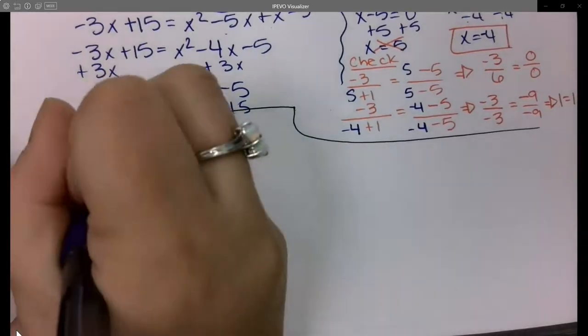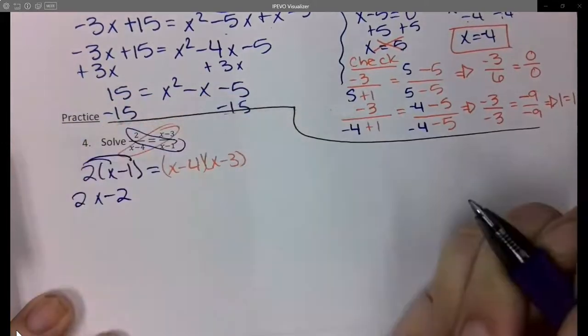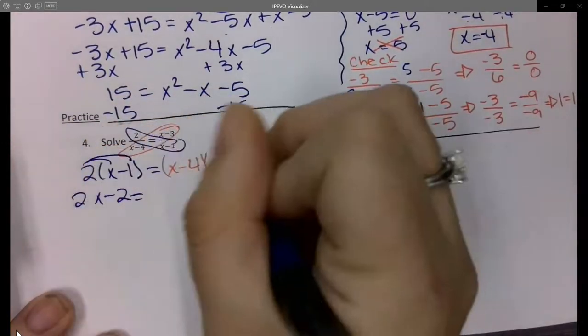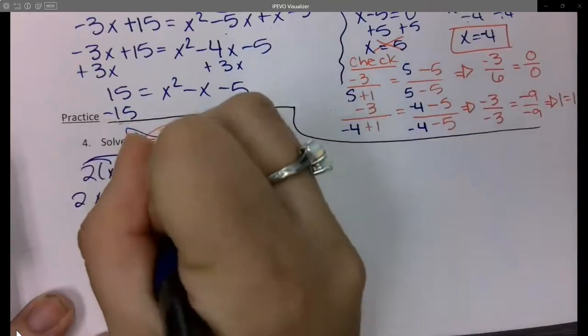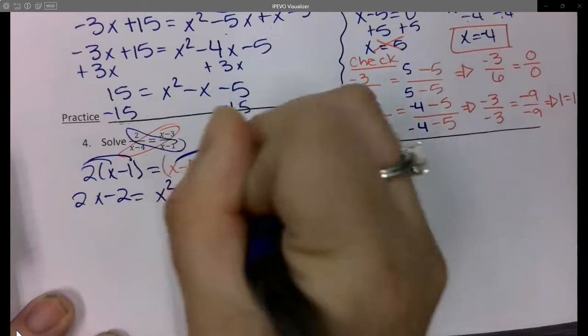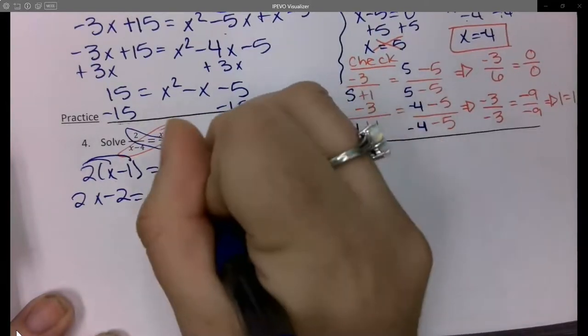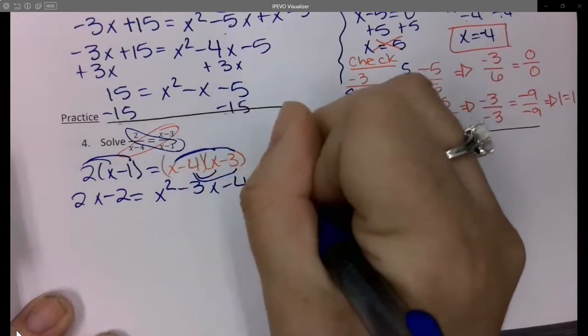So then I just want to distribute. 2 times x is 2x. 2 times negative 1 is negative 2. Then I have x times x gets me x squared. X times negative 3 gets me negative 3x. Negative 4 times x gets me negative 4x. Negative 4 times negative 3 gets me positive 12.